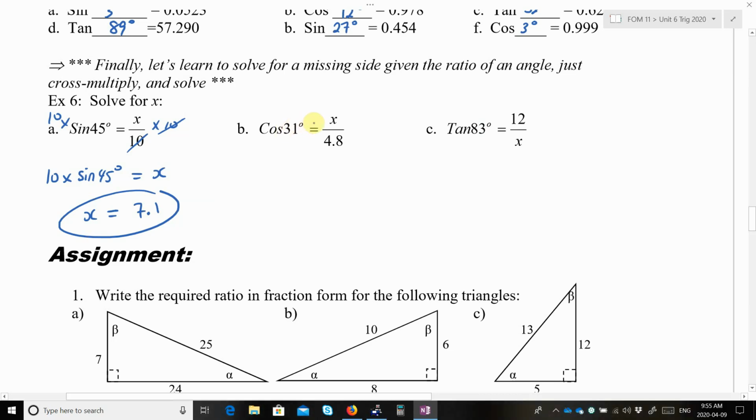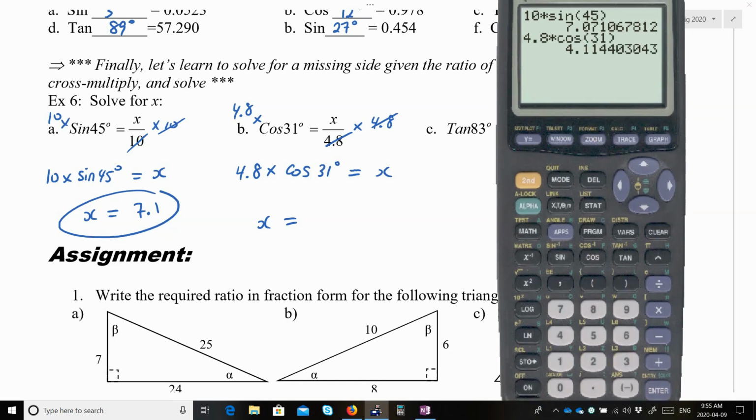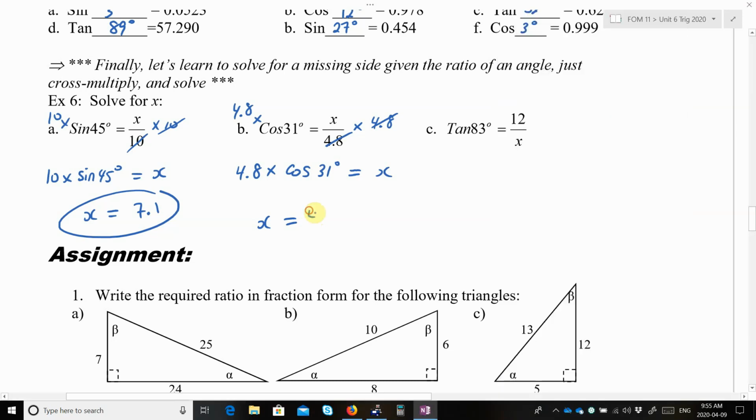In letter B, cos 31 equals x divided by 4.8. To get x by itself, multiply both sides by 4.8. And we get 4.8 times cos 31 degrees equals x. So x equals 4.8 times cos 31, 4.1.